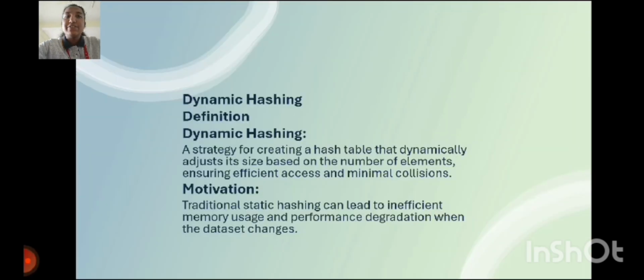Dynamic hashing definition. Dynamic hashing is a strategy for creating a hash table that dynamically adjusts its size based on the number of elements, ensuring efficient access and minimal collisions. Motivation. Traditional static hashing can lead to inefficient memory usage and performance degradation when the dataset changes.